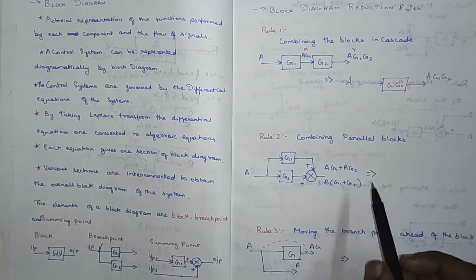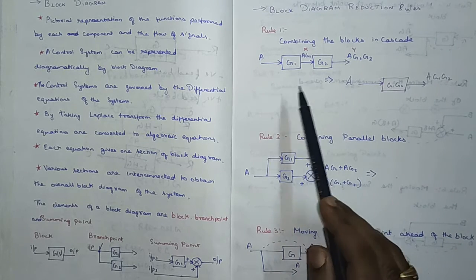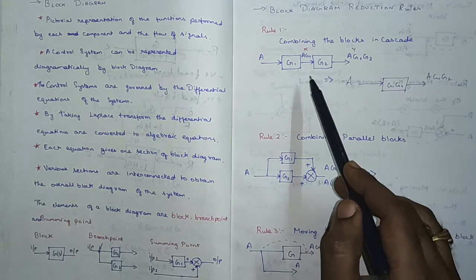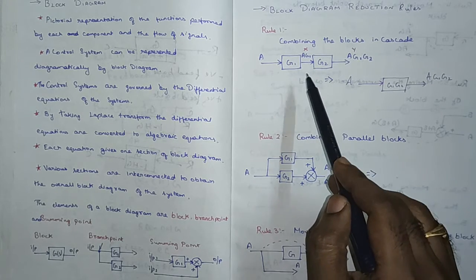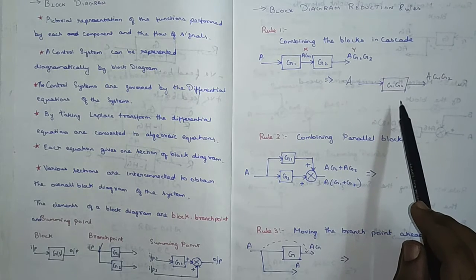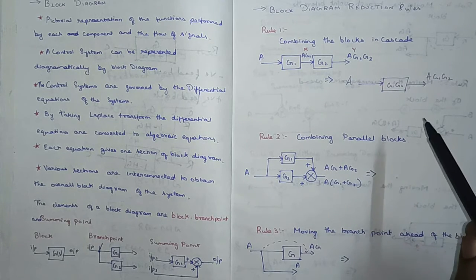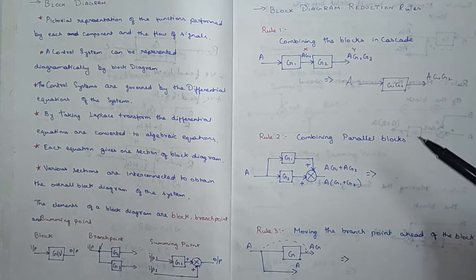So when you find transfer functions in series, that is, they don't have any summing point or branch point in between, then these two blocks can be combined and written like this. So there is a multiplication of transfer functions. This can be done when the blocks are in series.